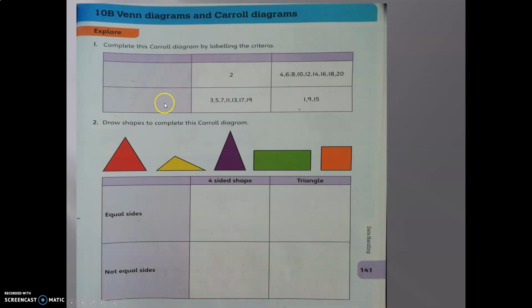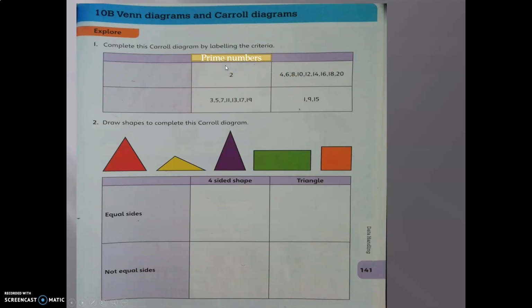And look down. We have 3, 5, 7, 11, 13, 17, 19, and here 1, 9, 15. All of these numbers are what? If the numbers in the first row are even, then if we take a look at the numbers in the second row, I think they are odd. So we have now 2 criteria: the even numbers up, the odd numbers down. But what about the criteria that we should put on the first column and on the second column?